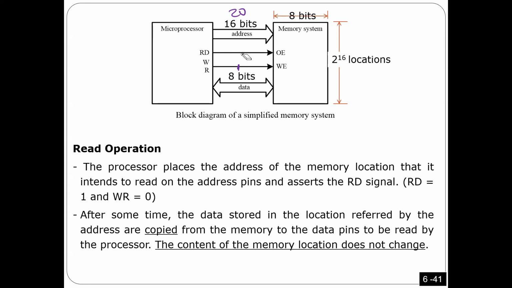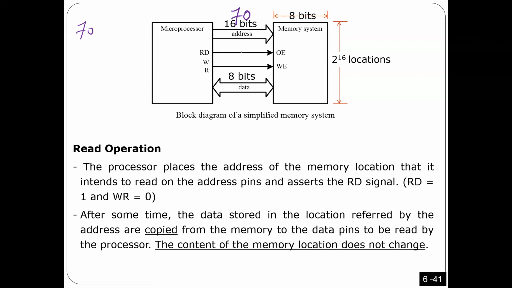Also, we need the data here, which is usually 8 bits. Here I'll give you some examples of how reading is done and how writing is done. If you want to read, for example, location number 70, I want to read the byte stored in location number 70. How can I read it? Number 1, the microprocessor has to put 70 on the address. Number 2, it has to tell the memory, please memory, start the reading.